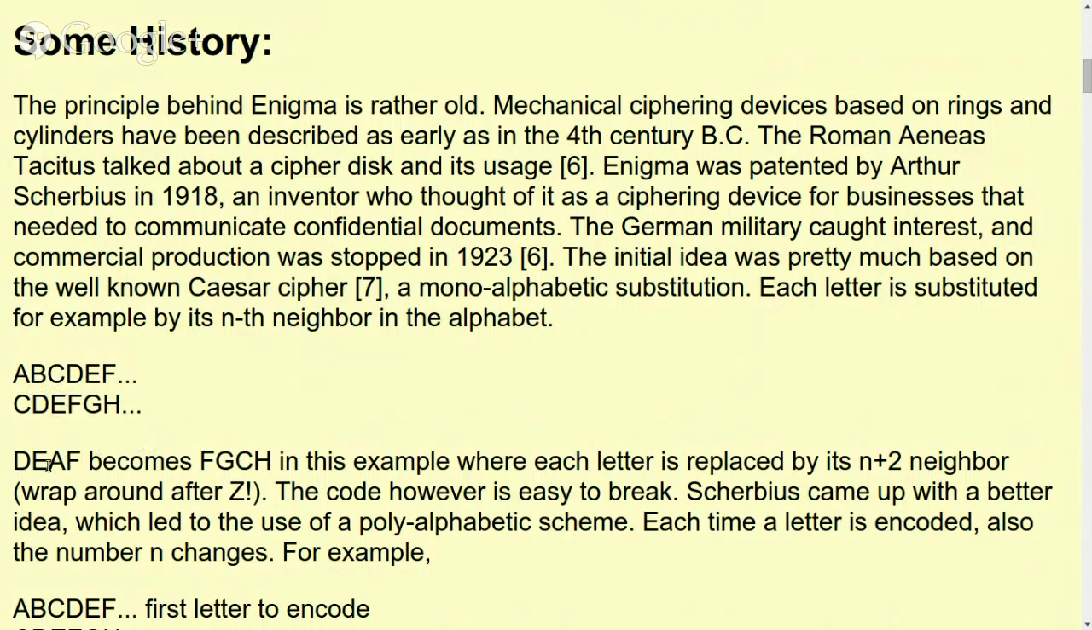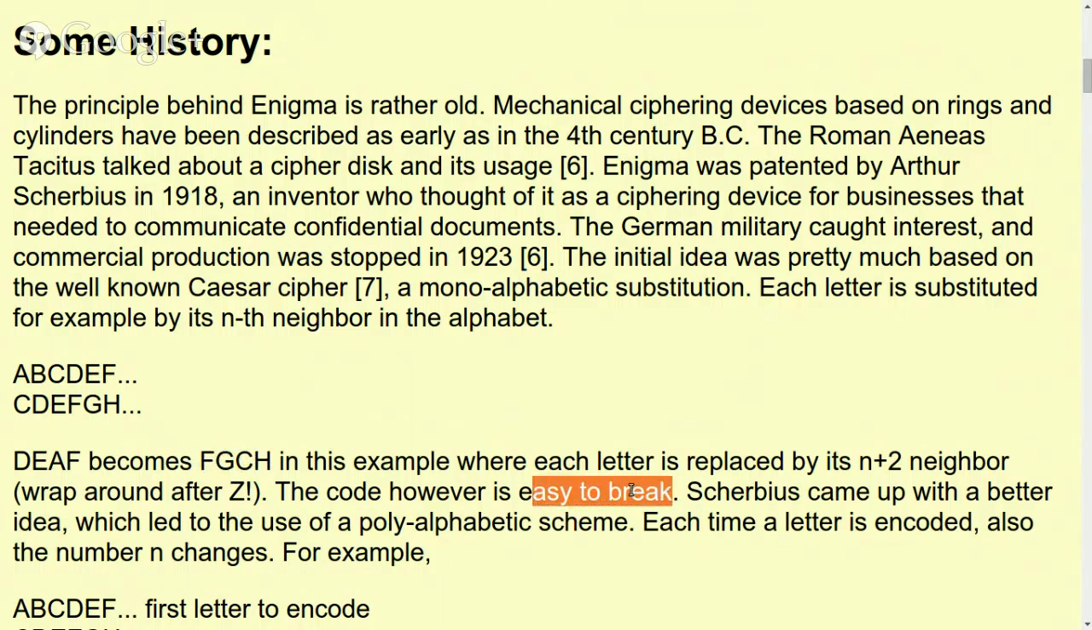So in this example, if you have the word deaf, your D becomes F, your E becomes G, your A becomes C, and F becomes H. So you have FGCH. So that's your encrypted message. As mentioned by this article, the code is easy to break.